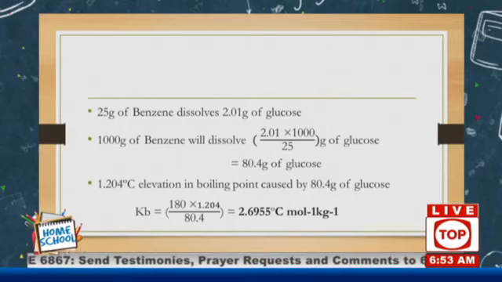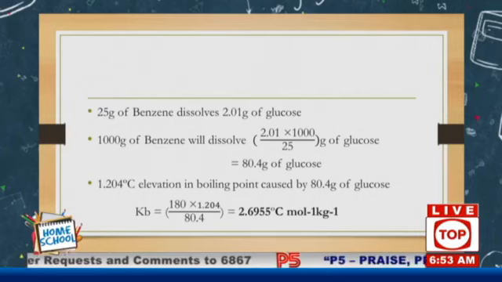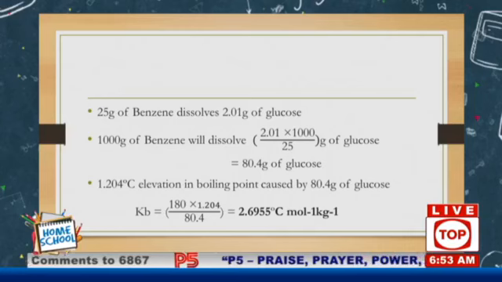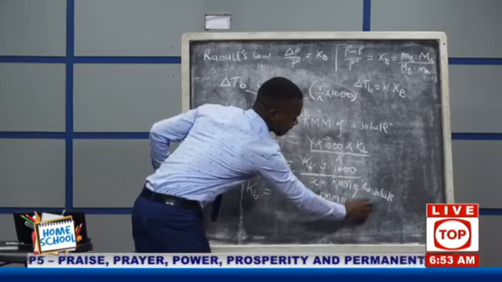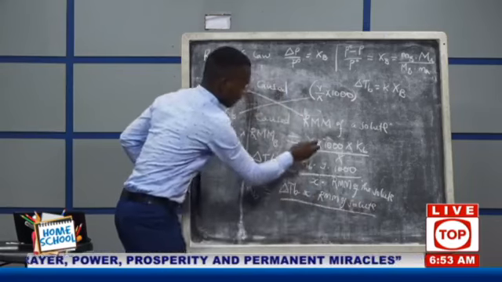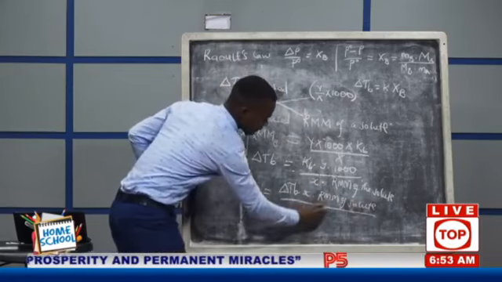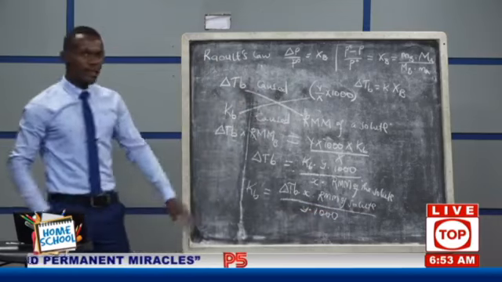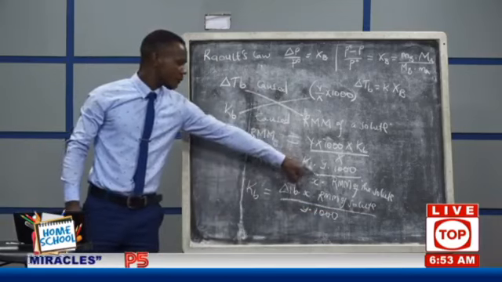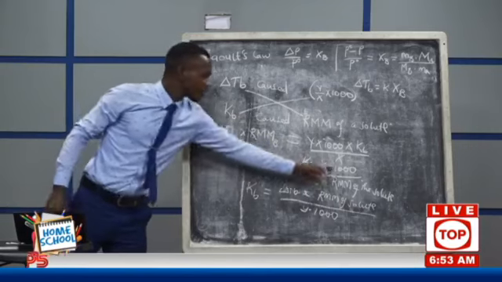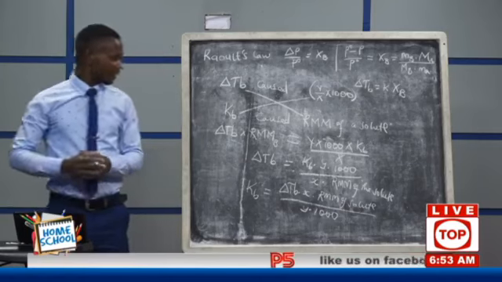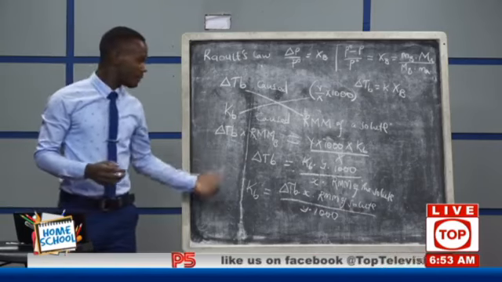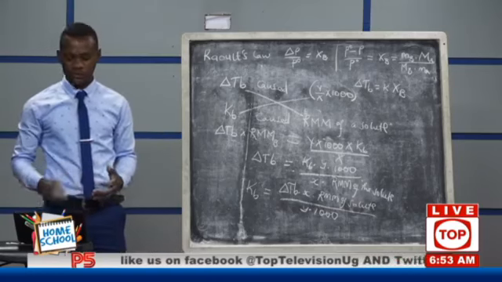That means Kb will be equal to boiling point elevation times X times RMM of the solute divided by Y times 1000. Once you make Kb the subject of the formula, this one you multiply it here, that one you divide it here. As an A-level student who is doing complex mathematics, you should be able to make Kb the subject of the formula and you substitute.